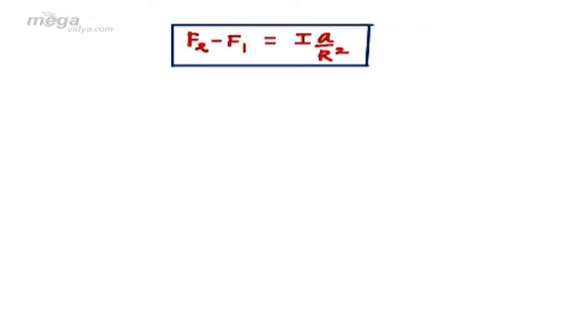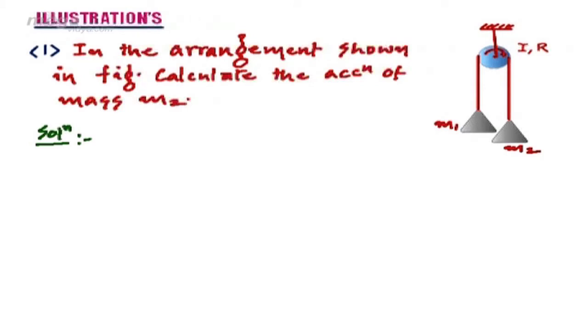Now in this given context, we have to study the problems related to the torque equation. Let us take some illustrations. In the above figure, a pulley having moment of inertia I and radius r is provided, and two masses m1 and m2 are clamped as shown in the figure. We have to calculate the acceleration of mass m2. As is clear from the figure, mass m2 is greater than mass m1, so mass m2 is going downward, the acceleration of m2 will be downward, and similarly that of m1 will be upward.